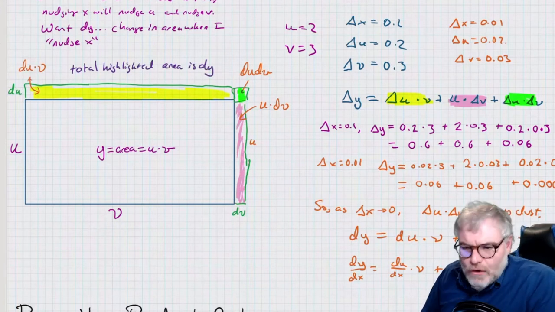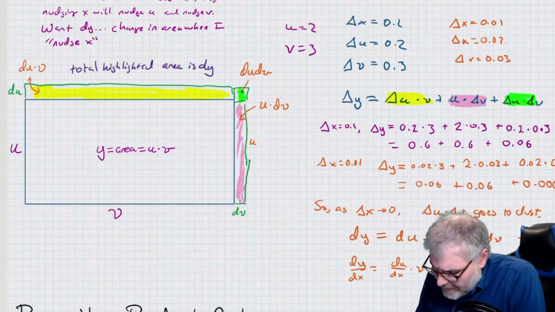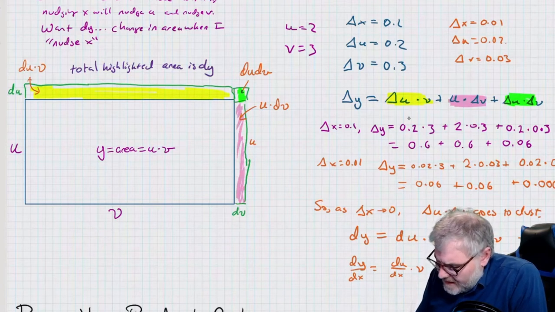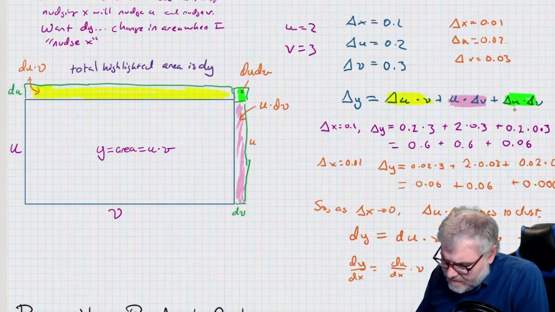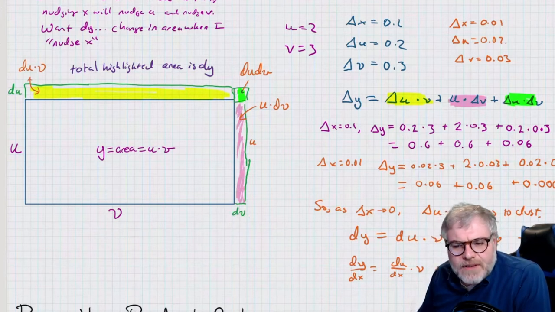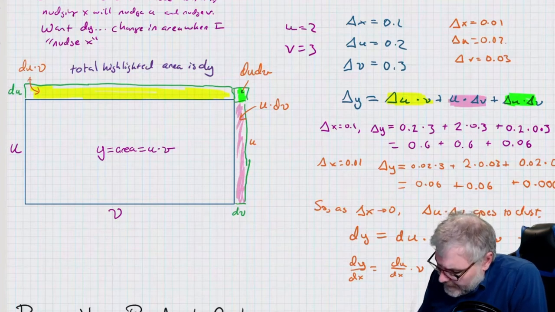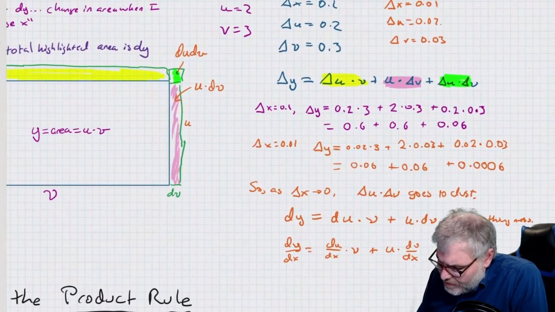So now my total highlighted area is dy. This right here is my nudge in u times v. This is my nudge in v times u, right? So this is the width, this is the height, and this is my nudge of nudge. Nudge times nudge. Now, if my nudge in x is 0.1, that's going to give me, let's say this right here is a nudge in y.